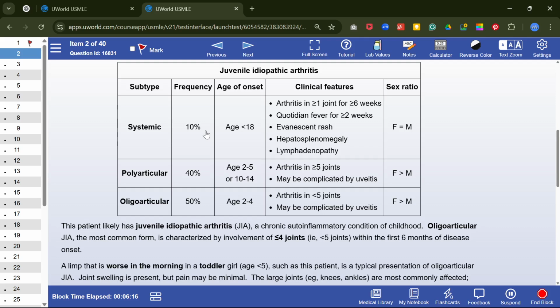Polyarticular frequency is 40%, age 2 to 5 or 10 to 14. Arthritis in more than 5 joints may be complicated with uveitis. Female is more than male. And oligoarticular is 50%, age 2 to 4. Arthritis in fewer than 5 joints may be complicated by uveitis. Female is more than male. Okay.